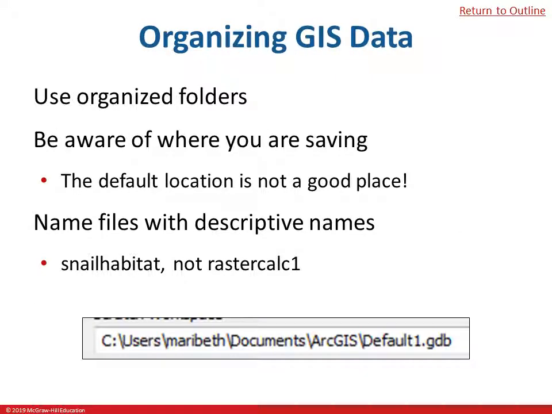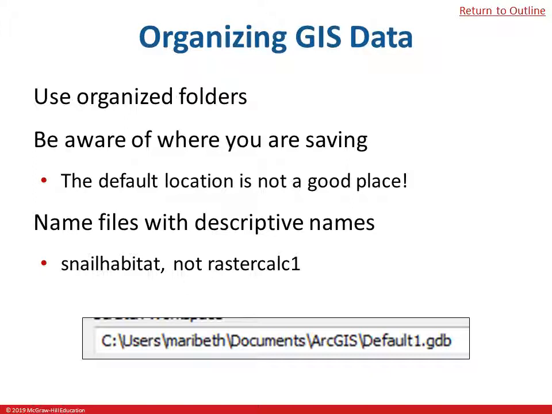So how do we organize data? Use organized folders and be aware of where you're saving things. The default location is not a good place. Name files with descriptive names. Okay? And here's what we mean by that. At some point in time, you'll begin to use tools, and you'll use things like, for example, maybe a raster calculator. And the output of that might be something like raster calculation 1. What does that mean? That tells you absolutely nothing. Whereas if you give it a descriptive name like snail habitat, it makes sense. And then when you're looking for it, you can find it because you know you're looking for the layer on snail habitat. Or when you see it in a folder, you say, oh yeah, snail habitat, that's what I was looking for.